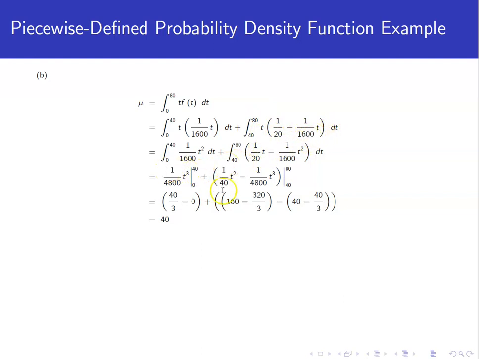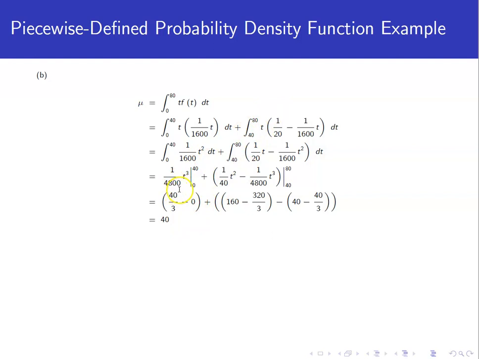Distribute your t through. Here we just have to multiply, and here we have to distribute through. The first one will be 1 over 1600 t squared, from 0 to 40. For the second one, we'll have 1 over 20 t minus 1 over 1600 t squared, from 40 to 80.